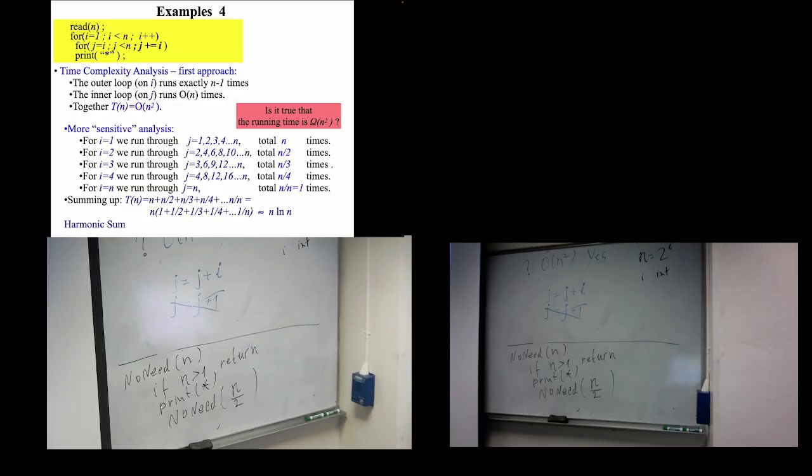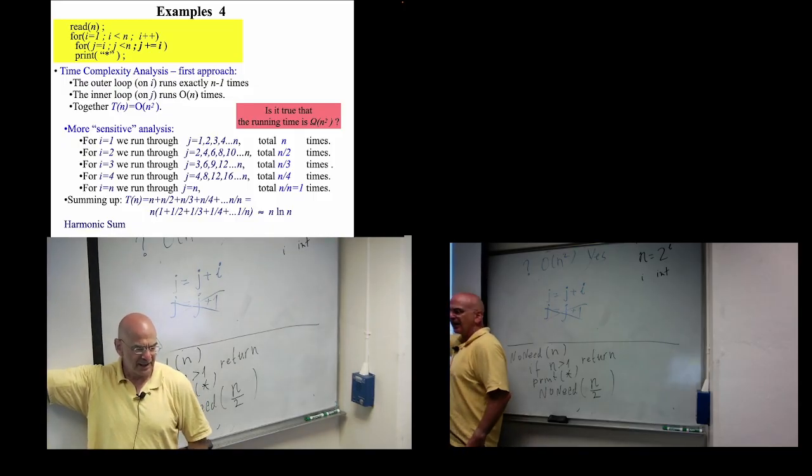Things are a bit more interesting. Let's move to the case i equals 2. How many stars will I add in this case? I start with j equal 2, and the next j that I'll use is j equal 2 plus 2, 4. The next j will be 4 plus 2, 6, 8, 10, and so on. So roughly how many stars do I print? N half.